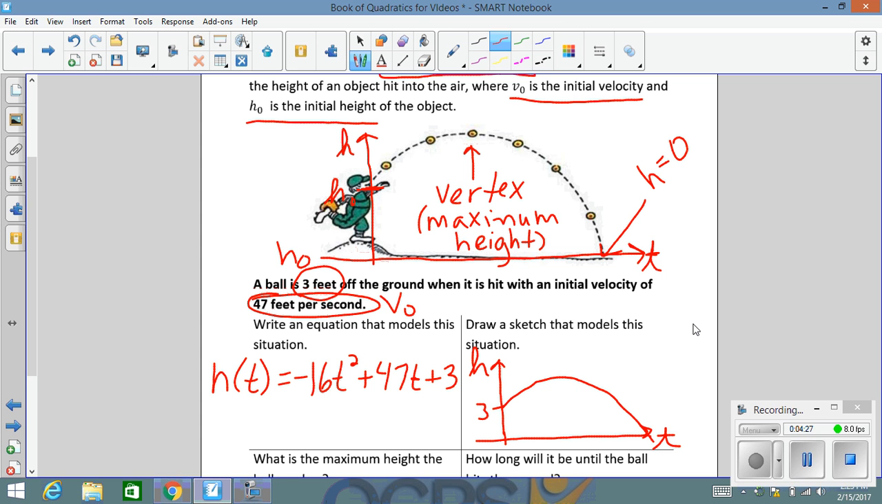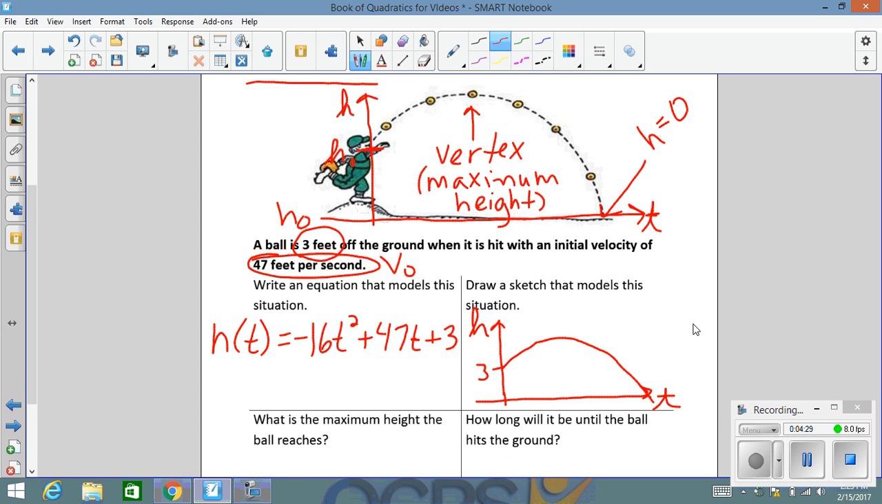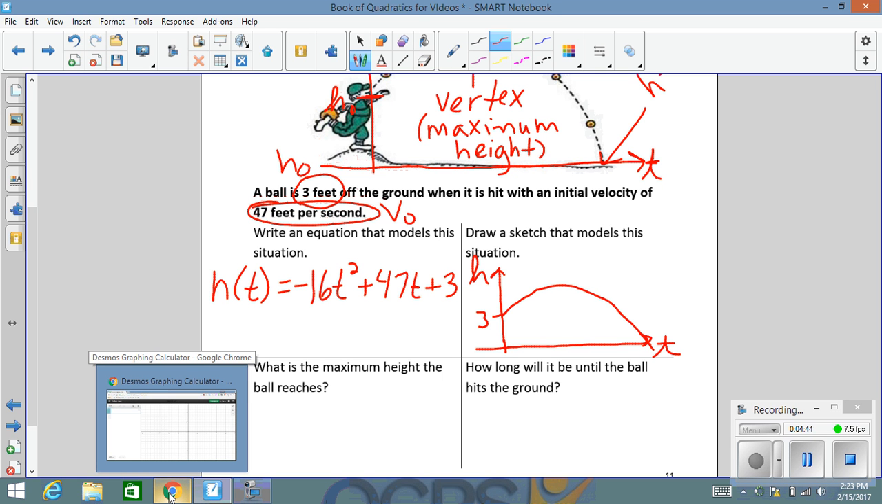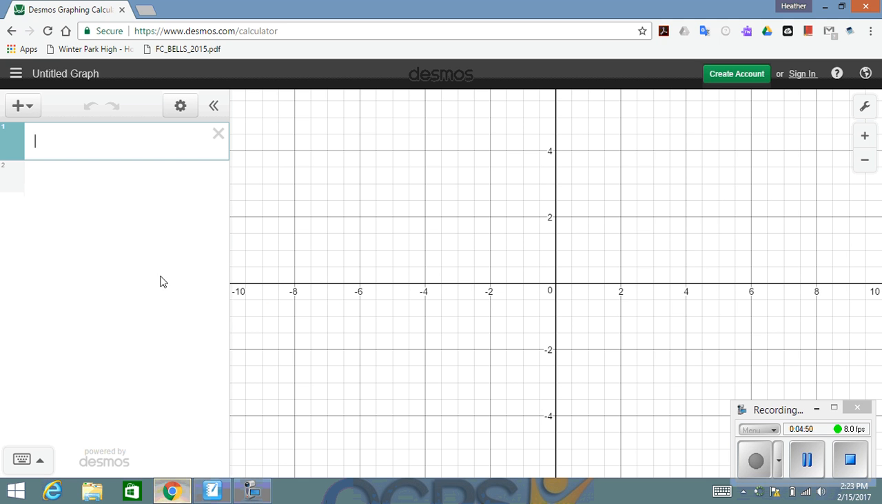Now, we're going to ask 2 questions. What is the maximum height the ball reaches, and how long will it be until the ball hits the ground? You can see our equation here is kind of ugly, so I'm going to use technology. I'm going to go to Desmos, and I'm going to graph the -16t squared plus 47t plus 3.